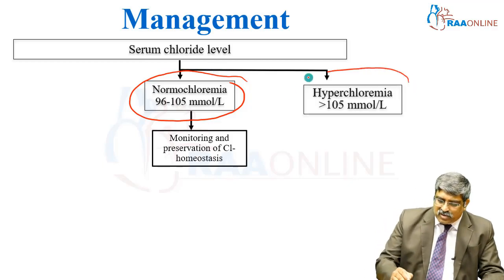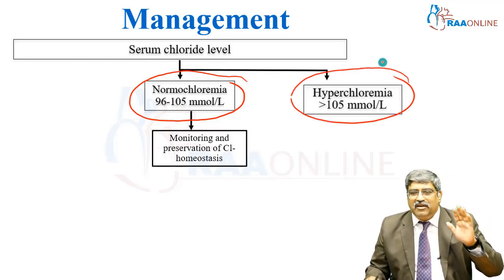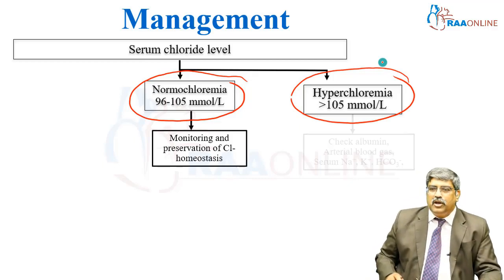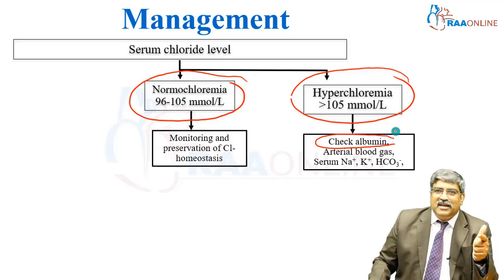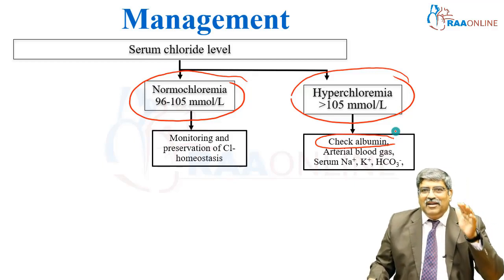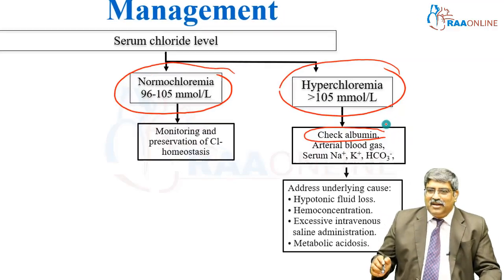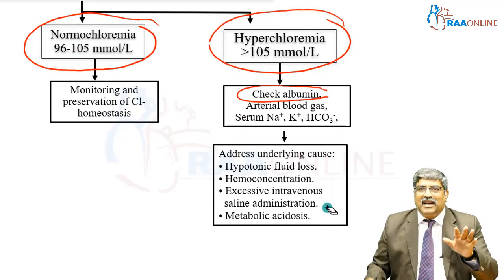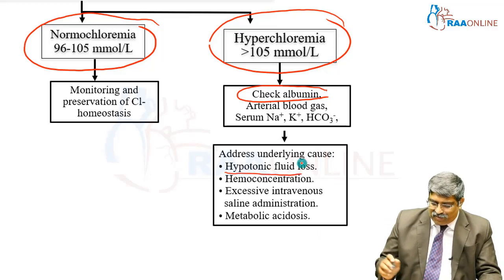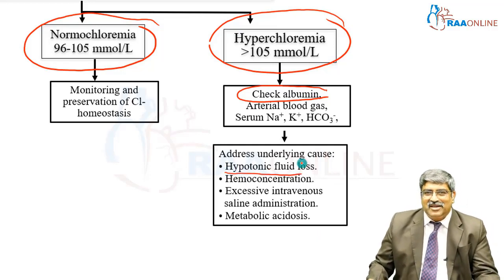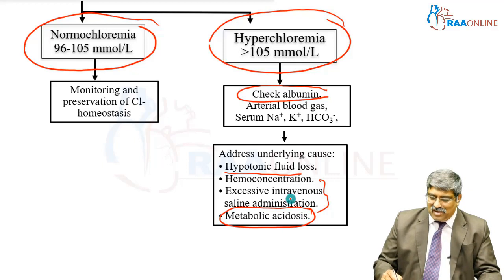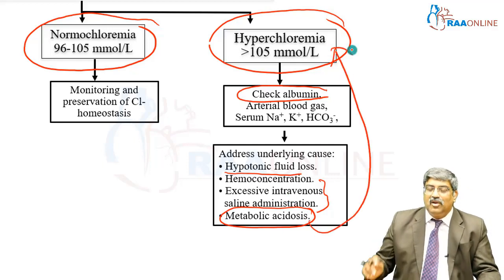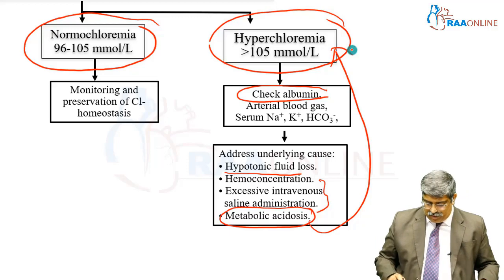If the chloride is high, which is greater than 105 millimole per liter, you go for checking the albumin, arterial blood gas, serum potassium, chloride and bicarbonate ion. And you address the underlying cause like hypotonic fluid loss, hemoconcentration, excessive intravenous saline administration, or it might be metabolic acidosis. Always remember, metabolic acidosis goes along with hyperchloremia.